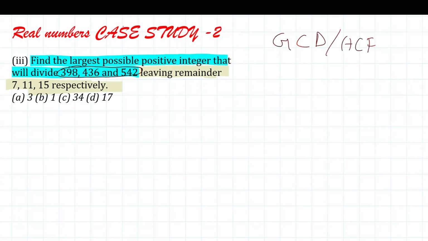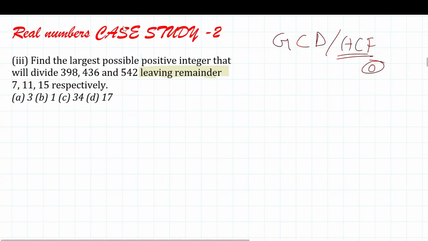That means one thing is clear, that this is a question of finding the HCF, highest common factor. But HCF will leave zero remainder, but in this case, it is leaving remainder. So that means if I remove this remainder from this, then it will leave zero remainder. One more time. That means from the number 398, if I remove 7, that means if I subtract 7, that is 391.